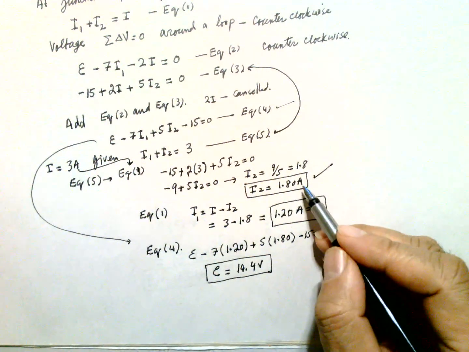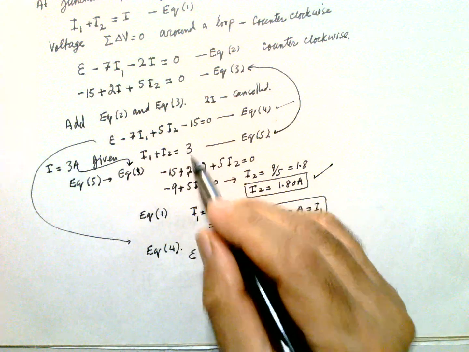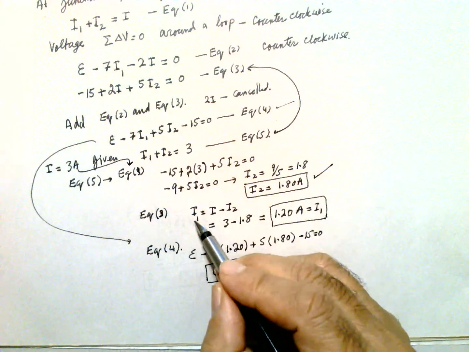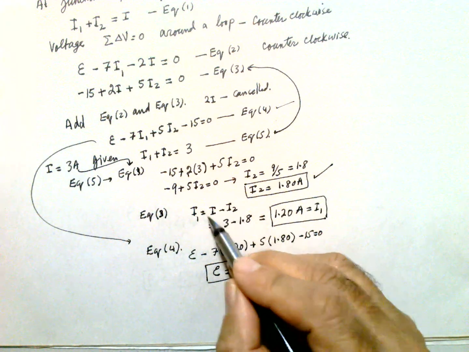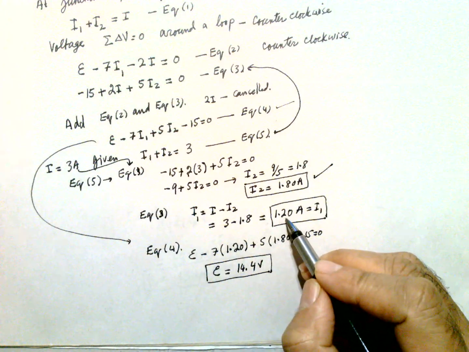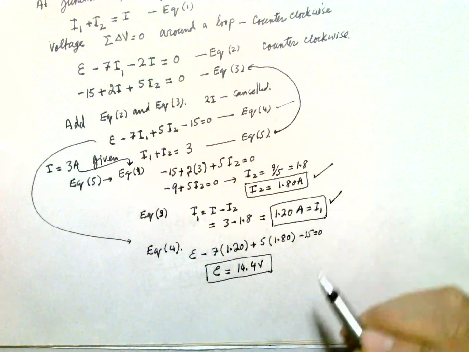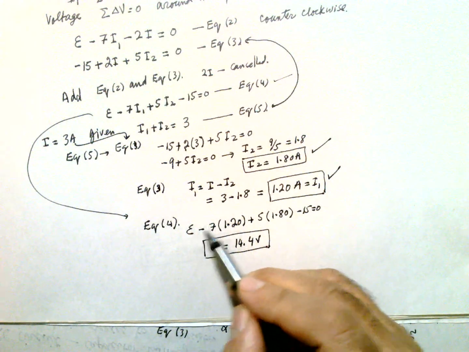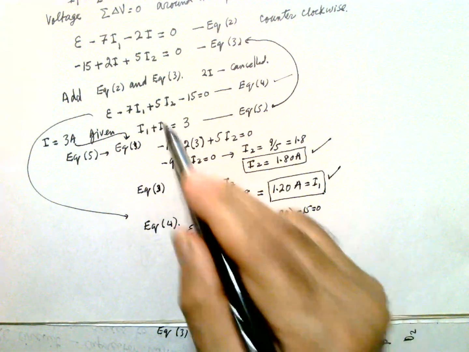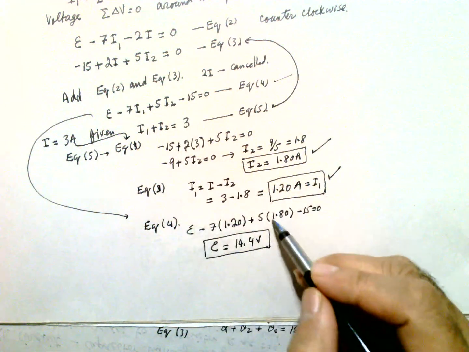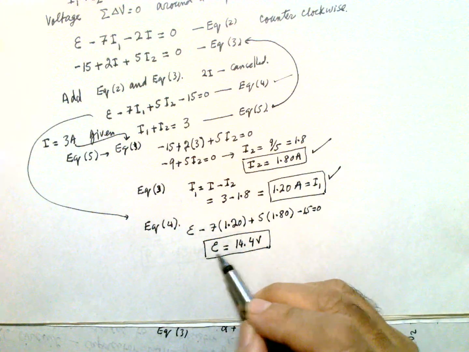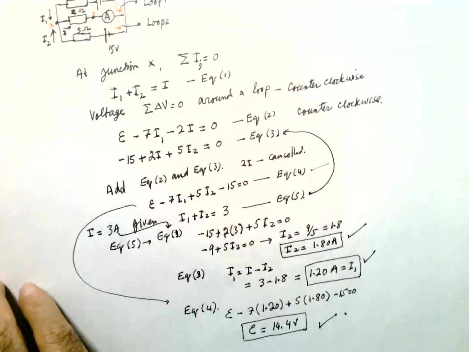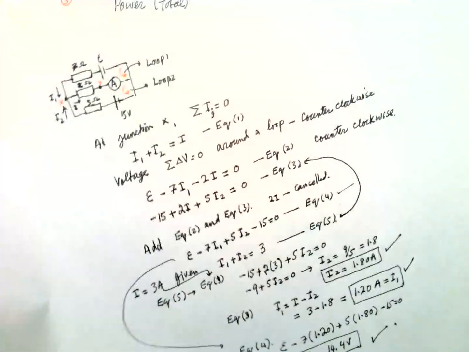This is the first result. Substitute this value into equation number 3, which is I1 plus I2 equal to 3. So I1 is equal to I minus I2, which is 3 minus 1.8, equal to 1.20 amp, which is the second result. If you substitute in equation number 4: EMF minus 7 times 1.2 plus 5 times 1.8 minus 15 is equal to 0. So EMF is equal to 14.4 volt. So this is another answer. Now all the unknowns are known.